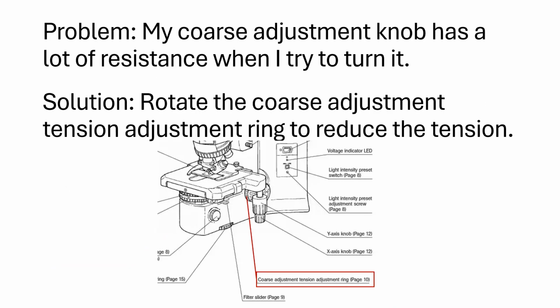And then lastly, if you ever find yourself facing a lot of resistance when trying to turn your coarse adjustment knob, you can resolve this by simply rotating the coarse adjustment tension ring to reduce the tension.